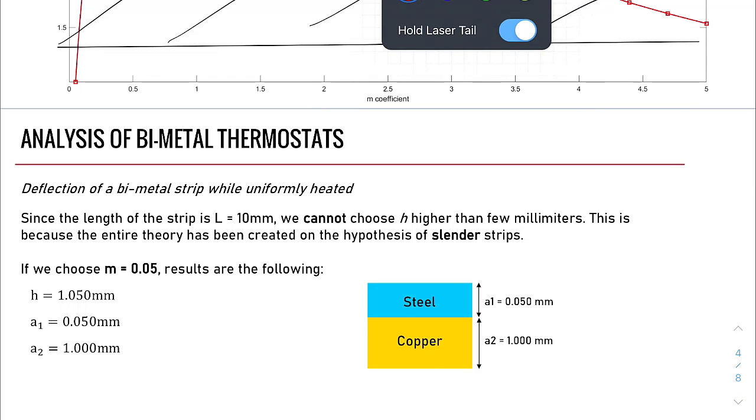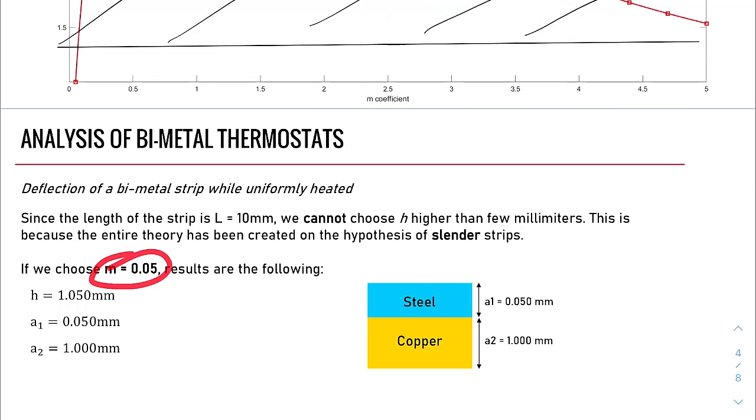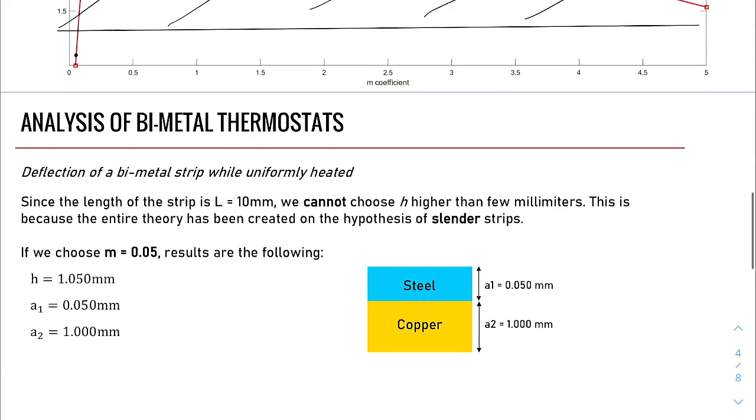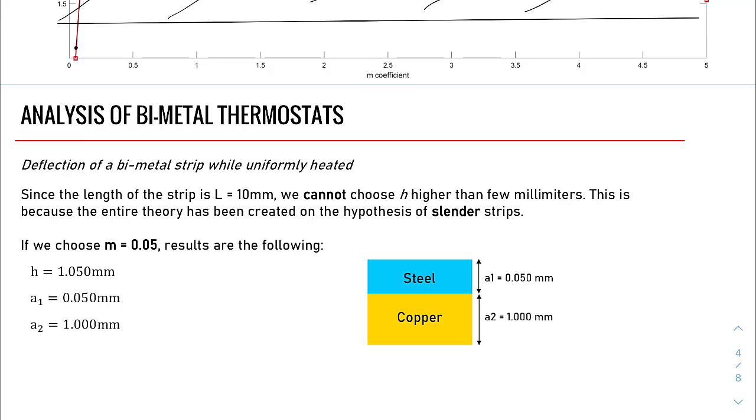As an example, I've chosen m equal to 0.05, so we are here, and this leads to a total height of around 1 millimeter, with A1 and A2 fairly different. One is 50 micrometers and the other one is 1.0 millimeters. Even if this is a fictional example, I can tell you that laser metal deposition and other additive manufacturing techniques can allow you to have such a small layer of steel.